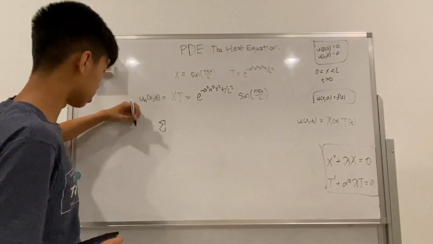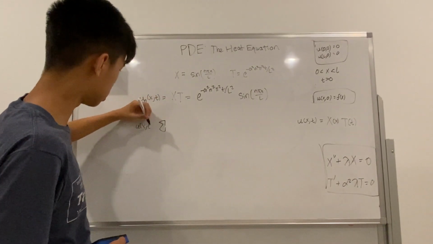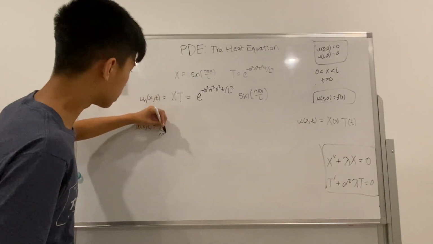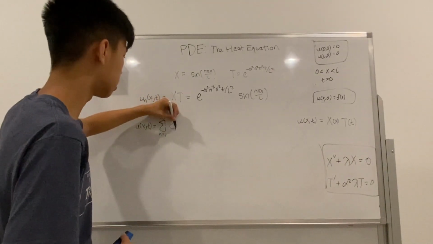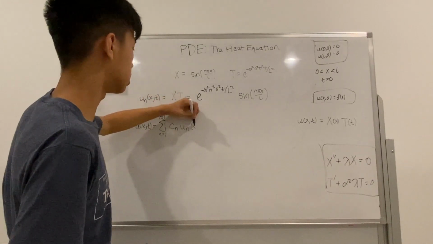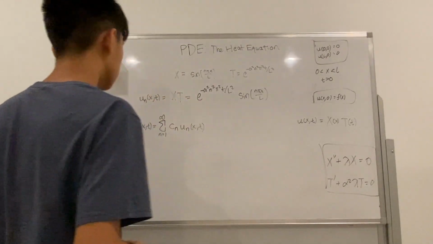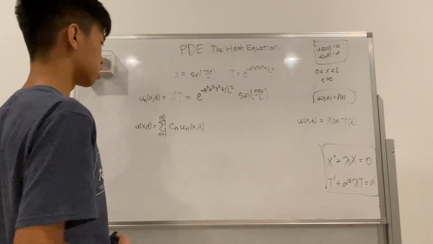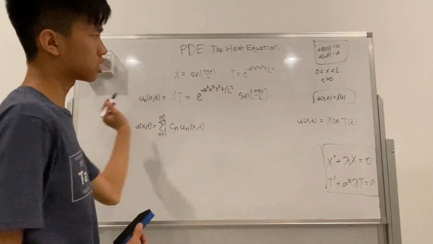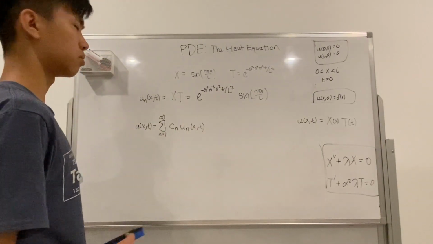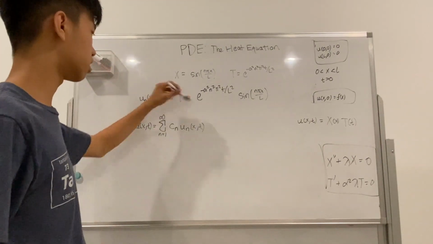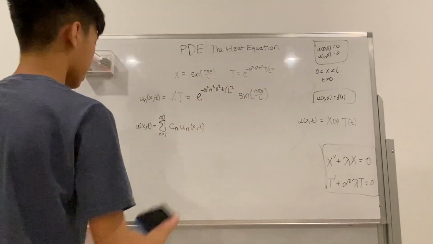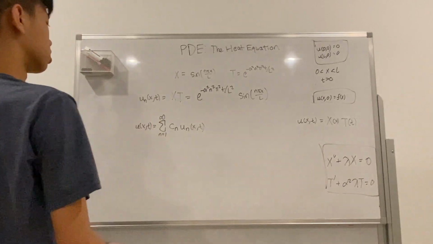So our actual function is going to look like this. u of x and t is equal to the sum from n equals 1 to infinity of c n u n of x, t. And what this is basically saying is that u n of x, t is going to be our solution-ish, but we need a linear combination of all of these, add them up, and then that's going to get us our solution.